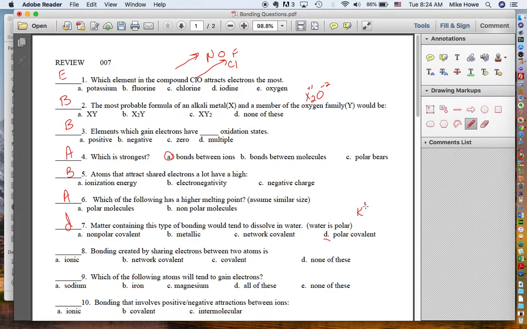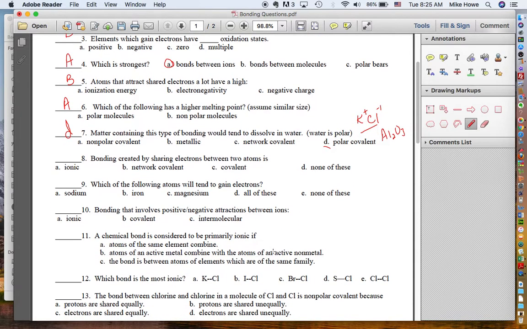If you have KCl, +1 -1, and if you had Al2O3, +3 -2, which one of those would be more likely to dissolve in water? That would be the KCl, because the KCl ions don't have as high a charge. They're not as attracted to each other as the aluminum oxide ions are. So aluminum oxide, the things with higher charge tend to be insoluble in water, and things with lower charge that are ionic tend to be soluble. That doesn't always hold true, but that's a generalization.